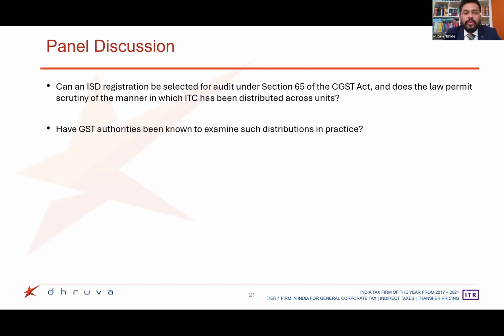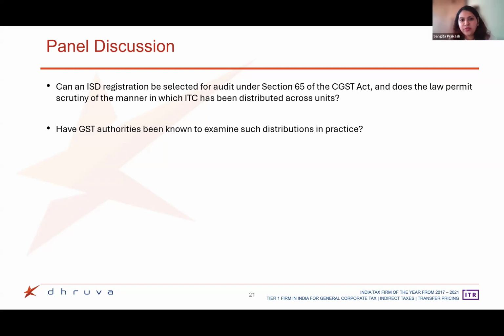Fair enough. The next question, and I'm sure this will be bothering many of the newly ISD registered entities. So, Sangeeta, one question which I have is that can we say that all this ISD distribution, the returns that have been filed by ISD, can we say that these can be selected for, let's say, GST audit, or have we seen that authorities sort of review or scrutinize the way in which allocation under ITC is happening? And more so now that it has become mandatory, do you see that it's more likely than not?